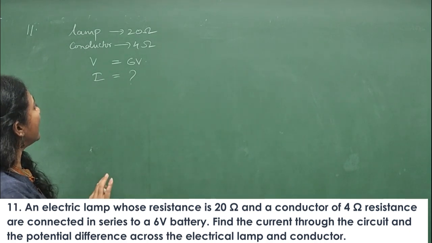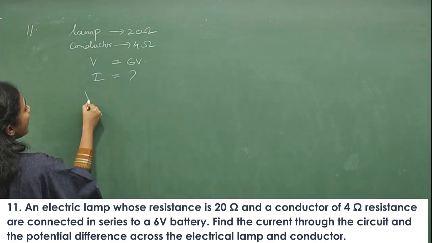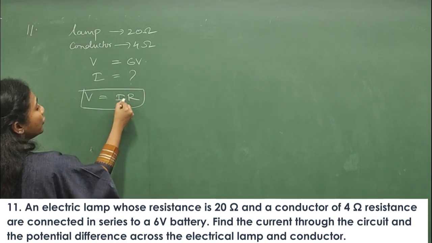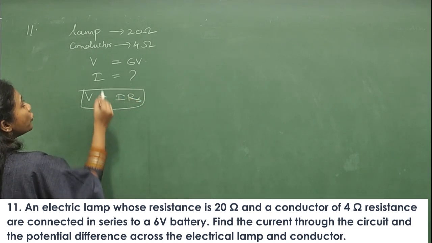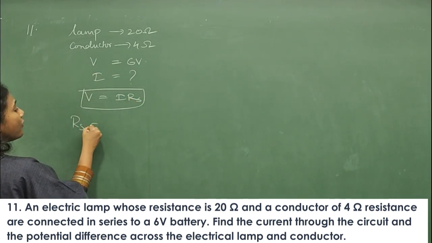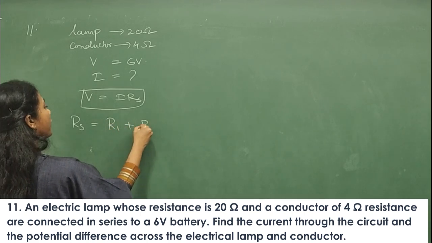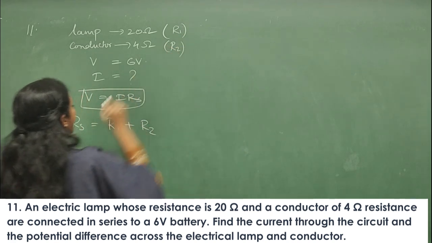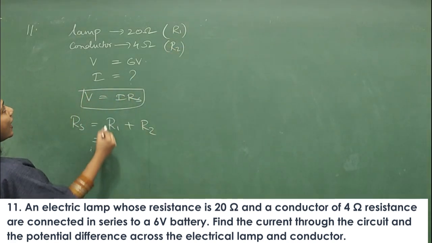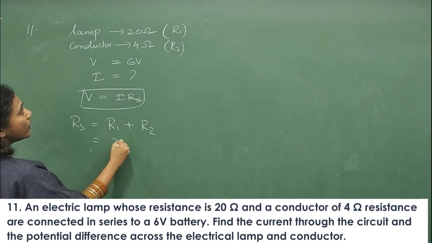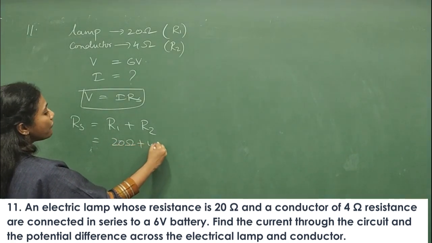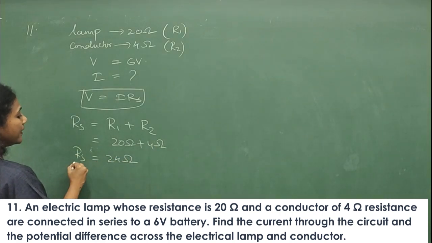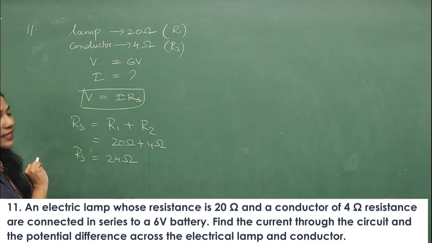So how do you find the current here? We have Ohm's law, V is equal to IR, isn't it? Fine. And you want the total resistance, right? So how do you find the total resistance in series? R1 plus R2. If this is our R1 and this is our R2, R1 is 20 ohms and R2 is 4 ohms. So your RS will become 24 ohms, isn't it? This is what you will substitute in this formula.